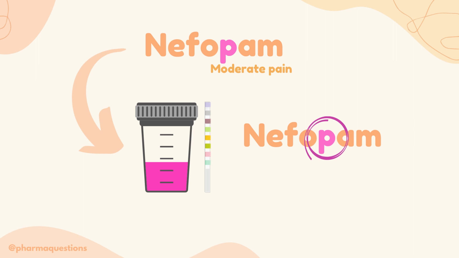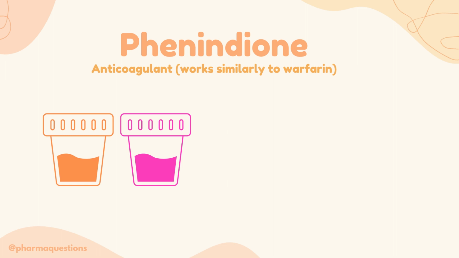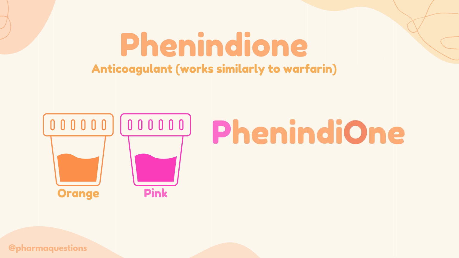The next drug we'll be looking at is phenindione. This is an anticoagulant which works similar to warfarin, however it is now very rarely used due to its potential to cause serious adverse effects. Phenindione can cause pink or orange urine discolorations, and you might be thinking, how will I remember this? Well, once again we can remember this by taking advantage of the drug's name. As you can see here, P for pink and O for orange allows for this to be remembered quite easily.